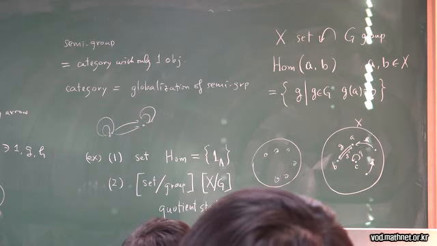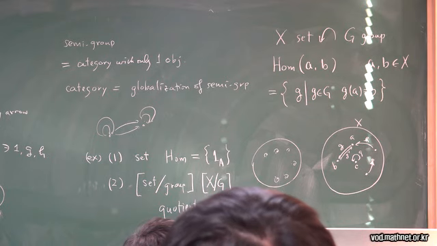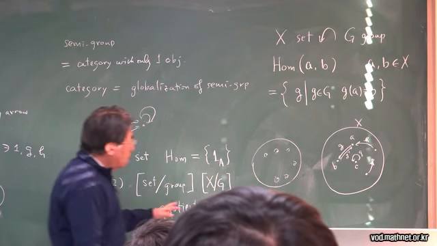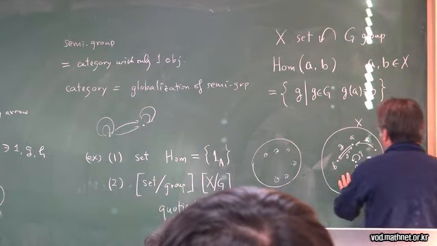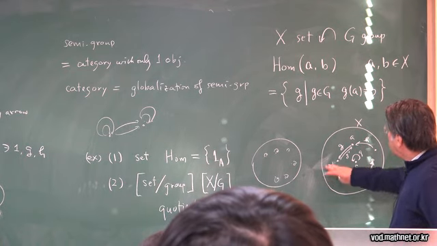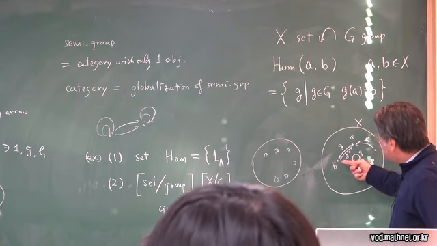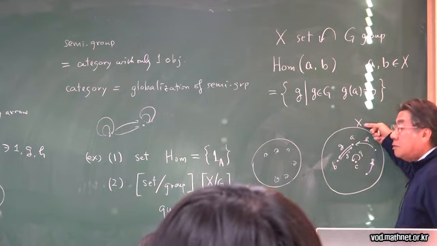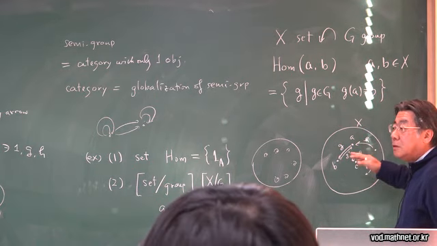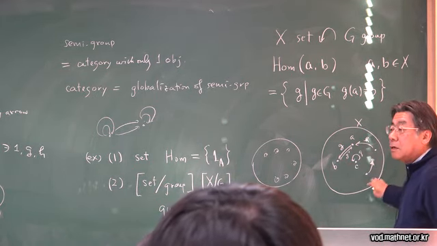As I said, the arrows are more important than the points. As a point set, the set of objects doesn't change from X. There is no change, only the arrows are added.